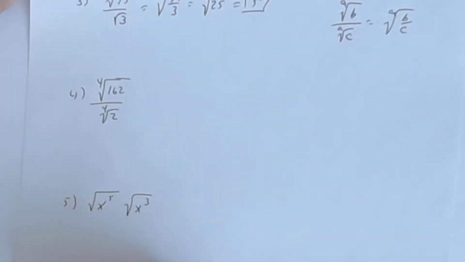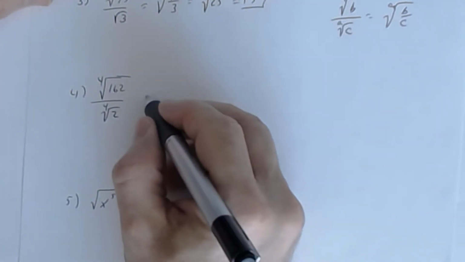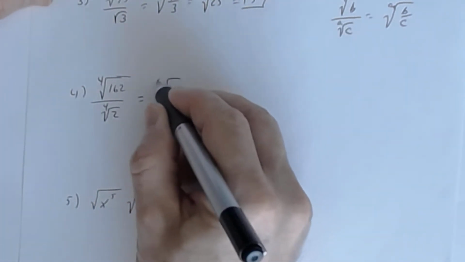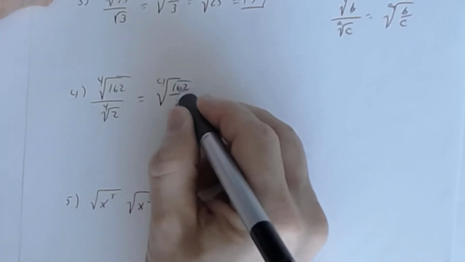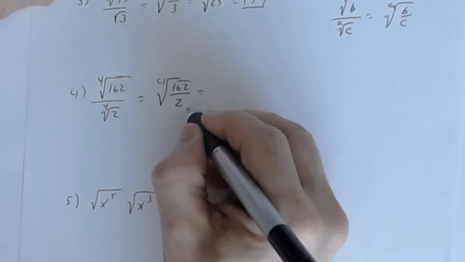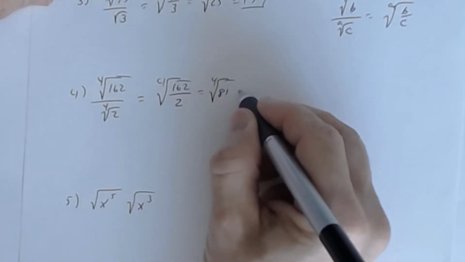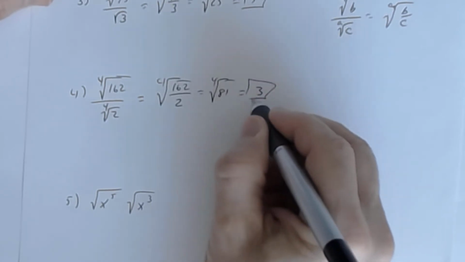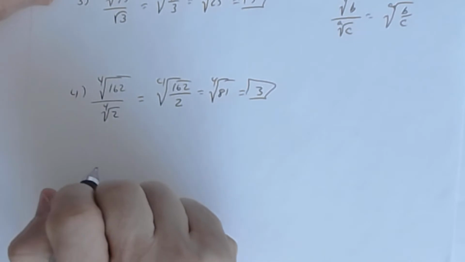Number 4, again, the fourth roots are the same, so you're going to use the quotient rule. This becomes the fourth root of 162 divided by 2. Simplifying this radicand, I get the fourth root of 81. And the fourth root of 81 is 3, because 3 times 3 is 9, 9 times 3 is 27, 27 times 3 is 81.